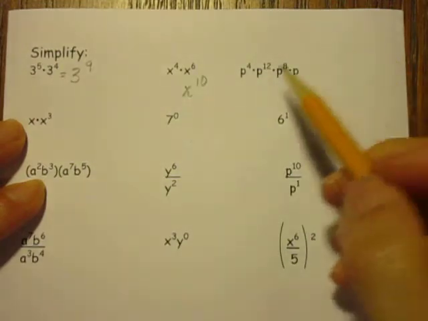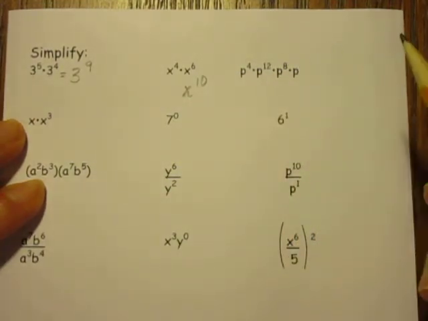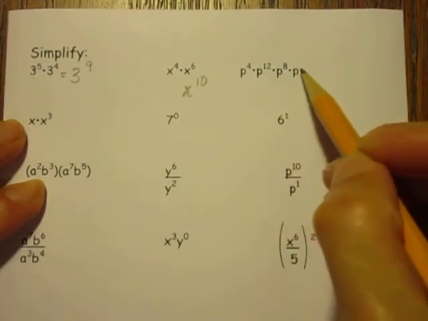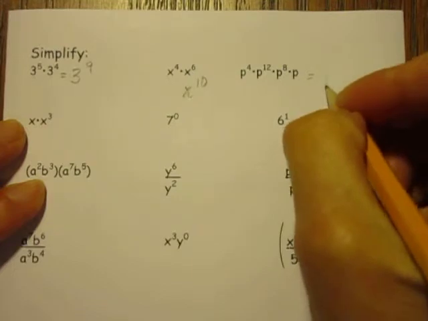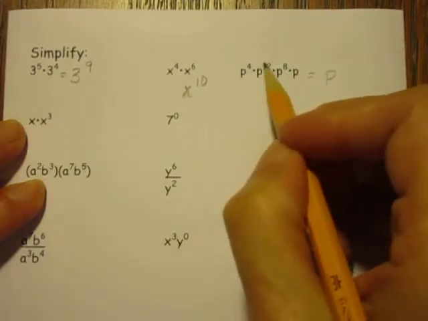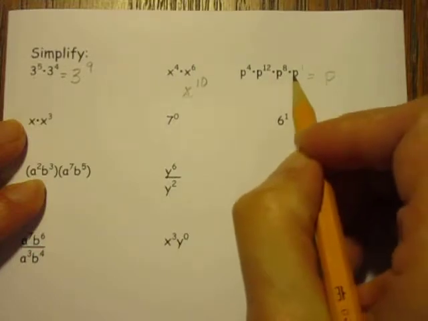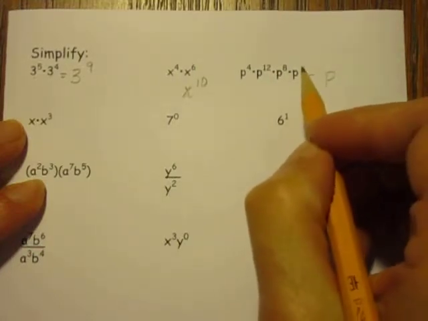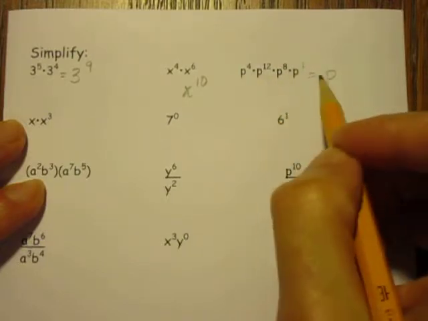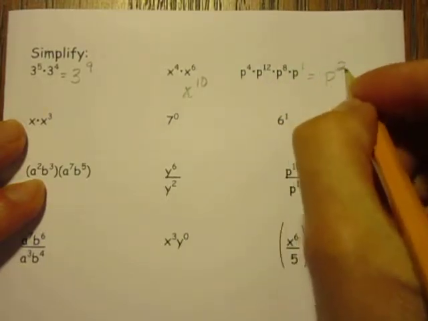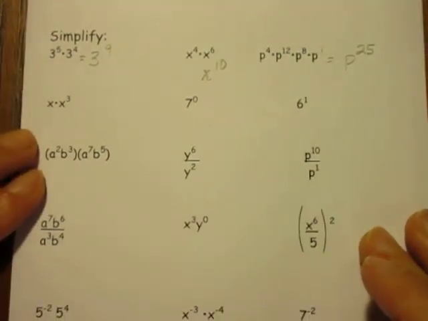Okay, the next one, I've got p to the 4th times p to the 12th times p to the 8th times p. All like bases. They all have this unknown base of p. That's going to be equal to p to the, I'm going to go ahead and add my exponents, but I need to remember this p is implied to be to the 1st power. I've got at least one of them. So I'm going to have to include that. So when I add all that up, I would have p to the 25th. That's unusual that you would have something that big, but I'm just trying to get you to really think through these rules.